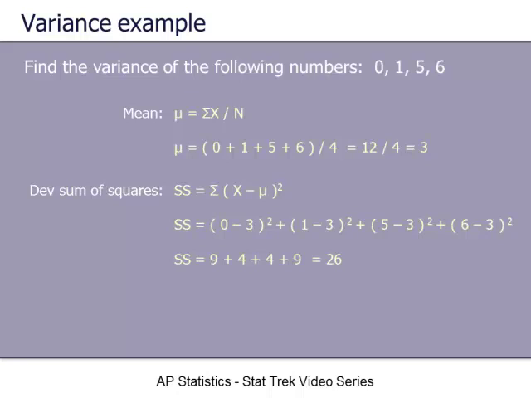Finally, we have everything we need to compute the variance. Variance is equal to the deviation sum of squares, 26, divided by n, 4, which is 6.5. If any of this is unclear, please pause the video and review the computations until you understand how to calculate the variance.